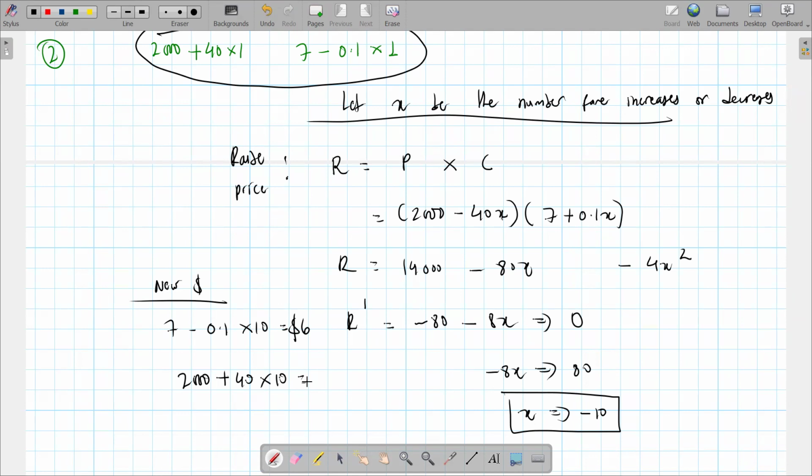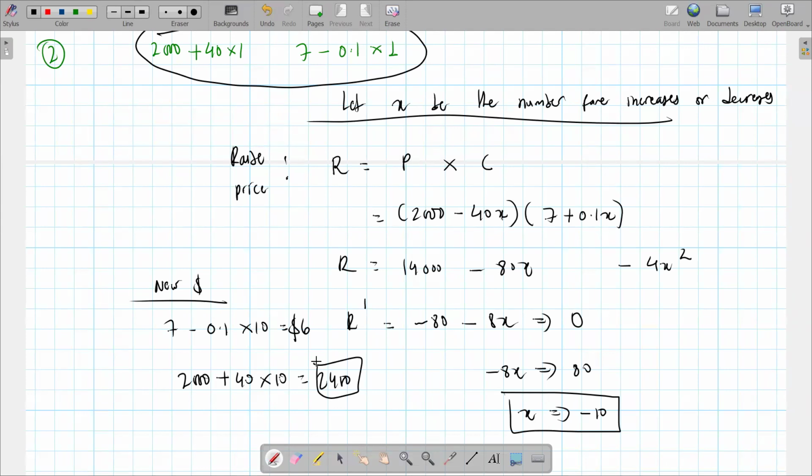Because when you decrease the fare, the passengers go up, right? Does that make sense intuitively? The lower the price, the more people you want in. That's how Uber and Airbnb, these startup companies, have a big booming phase in the beginning, because everything is cheap because they operate on a loss. So 2,000 plus 40 times 10 is 2,400.